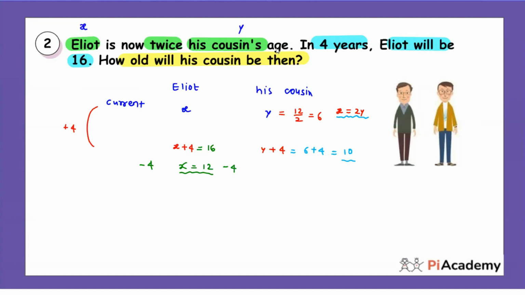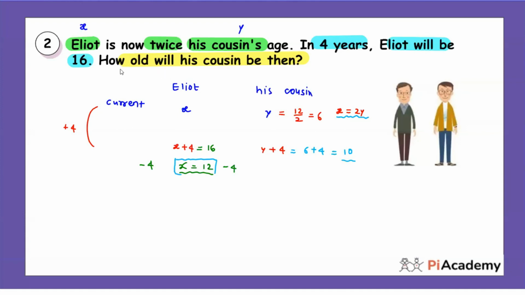Okay, and the next thing is in 4 years. In 4 years, it means after 4 years. After 4 years, Elliot's age will be x plus 4, and his cousin's age will be y plus 4. And they told you Elliot will be 16, so x plus 4 equals 16. So from here, it is very clear x must be 12, right? So if x equals 12, what must y be? y must be half of it, because Elliot is twice, so y is 6.